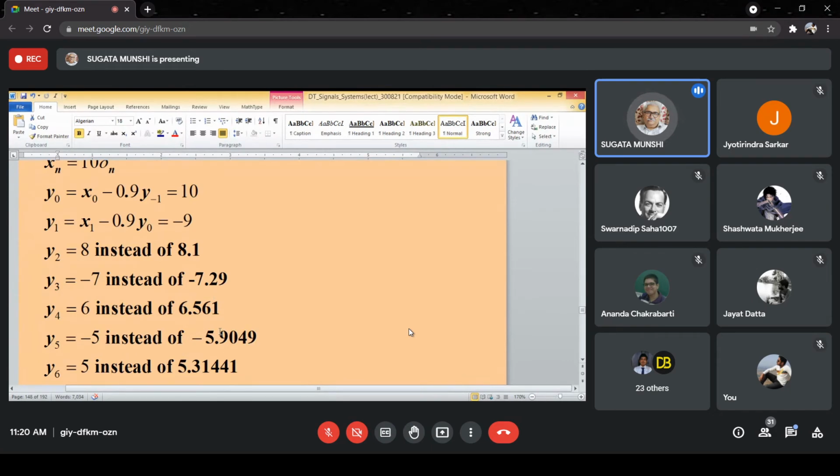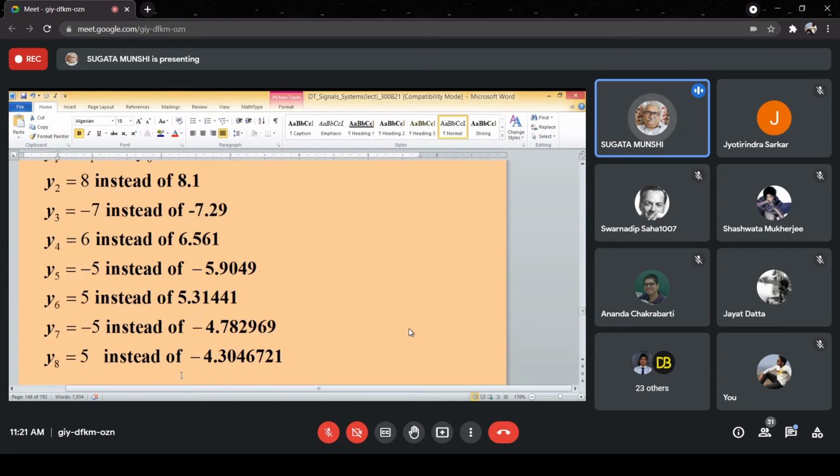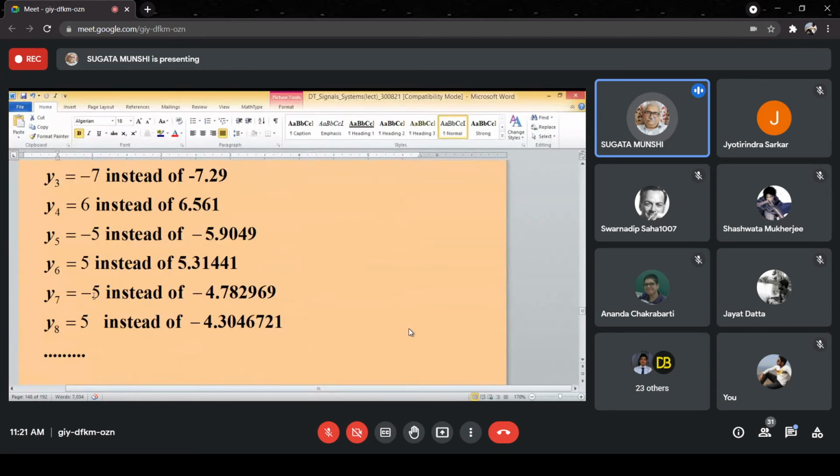So whatever is there on the right hand side has been considered as the ideal output value, without any rounding off. Next is y[6]. y[6] is minus 5 into minus 0.9. That means 4.5, equal to 5, instead of 5.31441. y[7] in a similar manner will be minus 5. y[8] will be 5, instead of these values. All right. This is not perhaps minus 4.30. This would have been plus, I think.